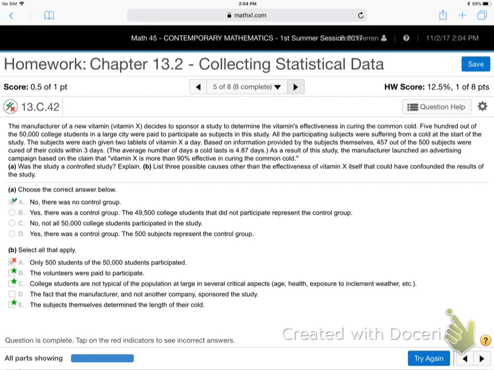Was the study a controlled study? Explain. Now we're on the back of the handout, and all the information on the back is about clinical studies. We're changing gears now. We're not surveying people. We're not asking them who they're going to vote for or whatever. We're actually doing clinical studies. How do they decide if a new vitamin or a new medicine actually works? How do they know it's working?